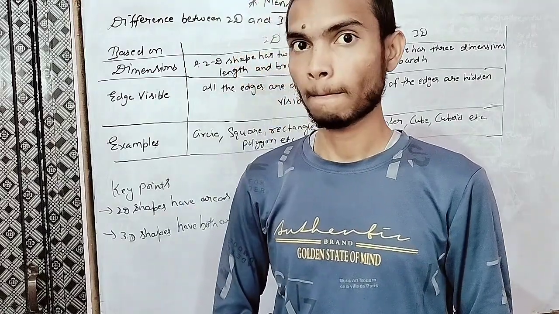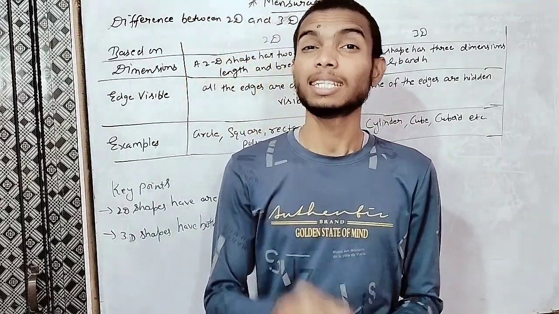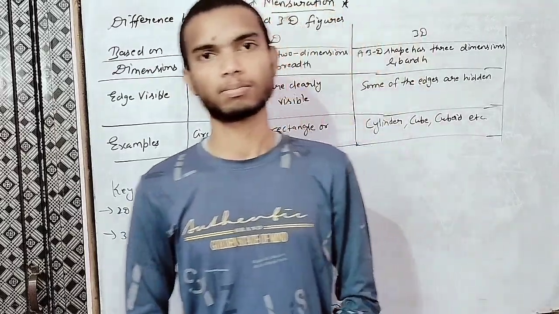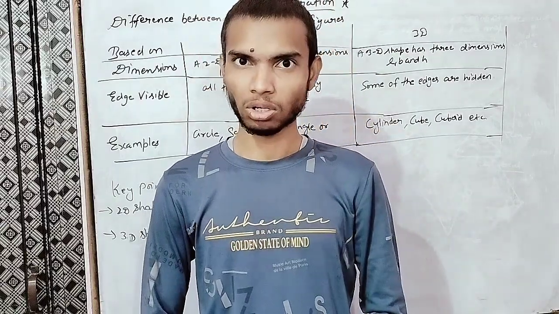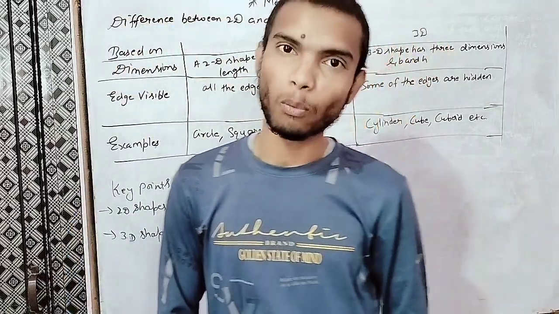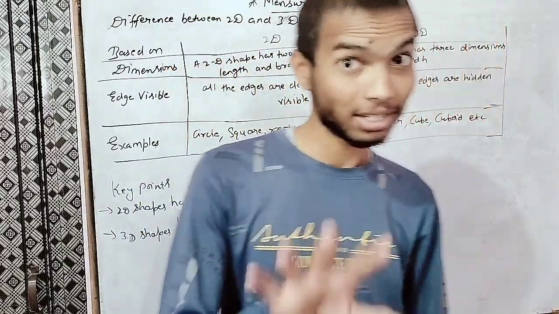Same here, a 3D shape has a space. This is the main difference between 2D and 3D shapes. A 2D shape will not have a space, whereas a 3D shape will have a space to put anything. This is the difference.